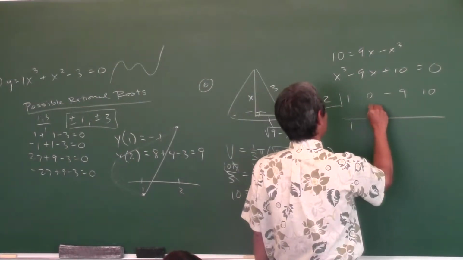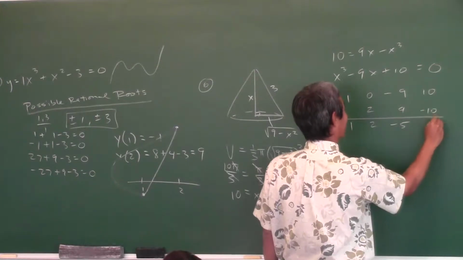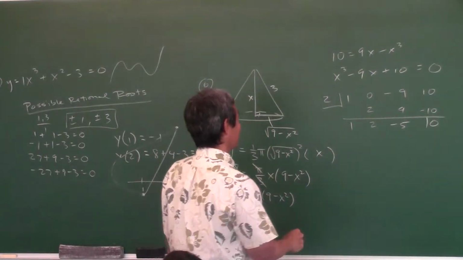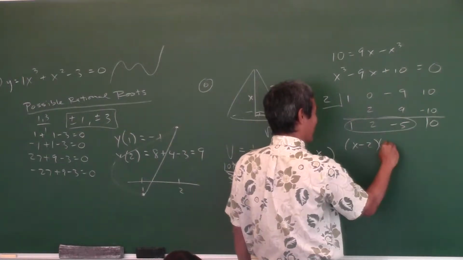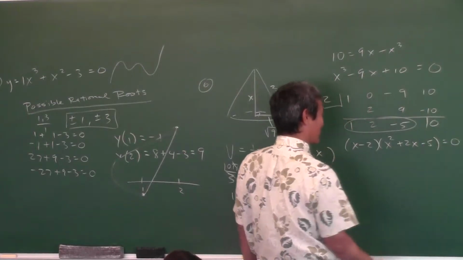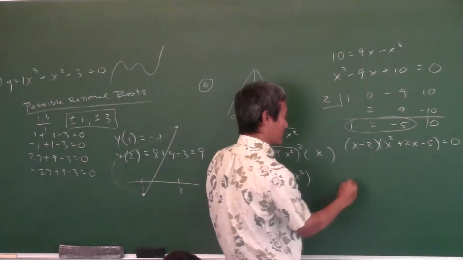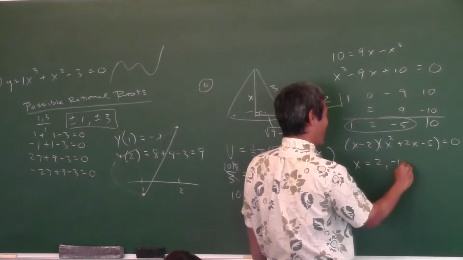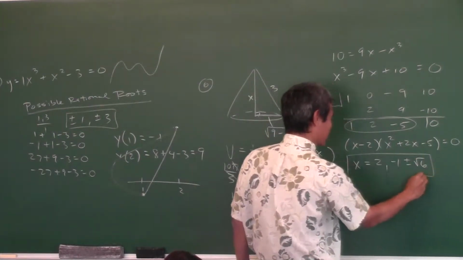So please work. It worked! So what does this stand for? x minus 2 is one of the factors, and then you look at that. That's x squared plus 2x minus 5 equals 0. That doesn't factor anymore, so you use the quadratic formula. So what are your 3 answers? x equals 2, and by the quadratic formula, negative 1 plus or minus root 6. Box that, that's the answer.